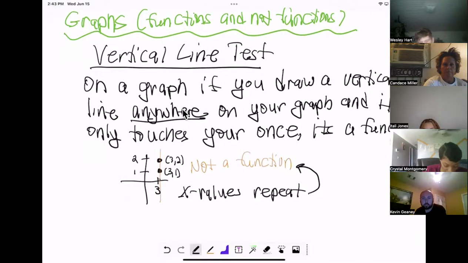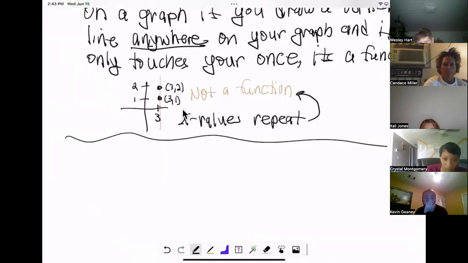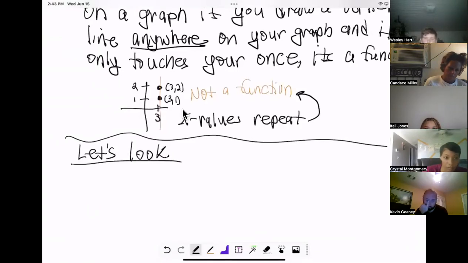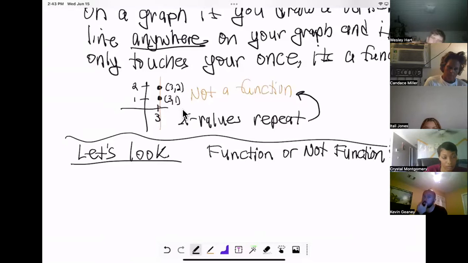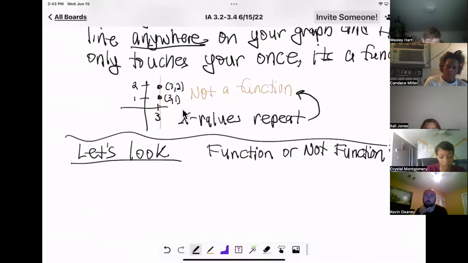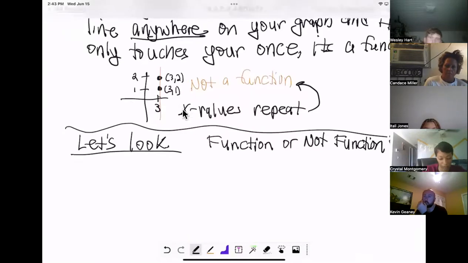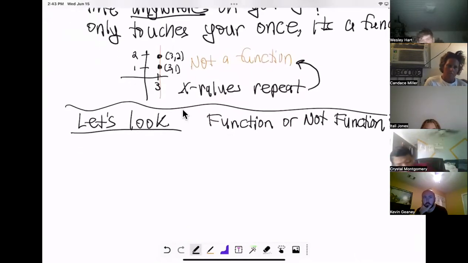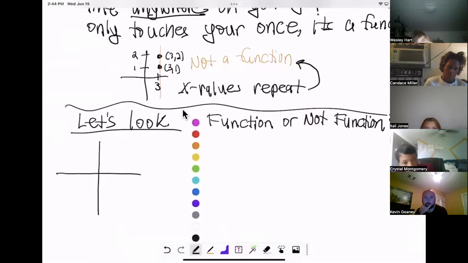I'm going to scoot down just a little bit. Okay, so let's look. The question is, is this a function or not a function? And this is for graphs. I'm just going to do a generic graph. I'm not going to label anything, but I'm just going to show you what it means to be a function or not.